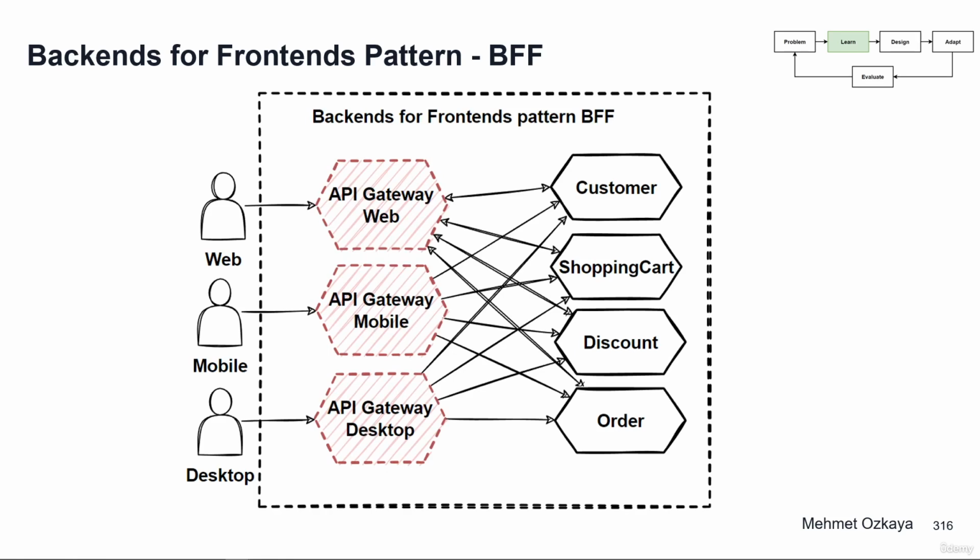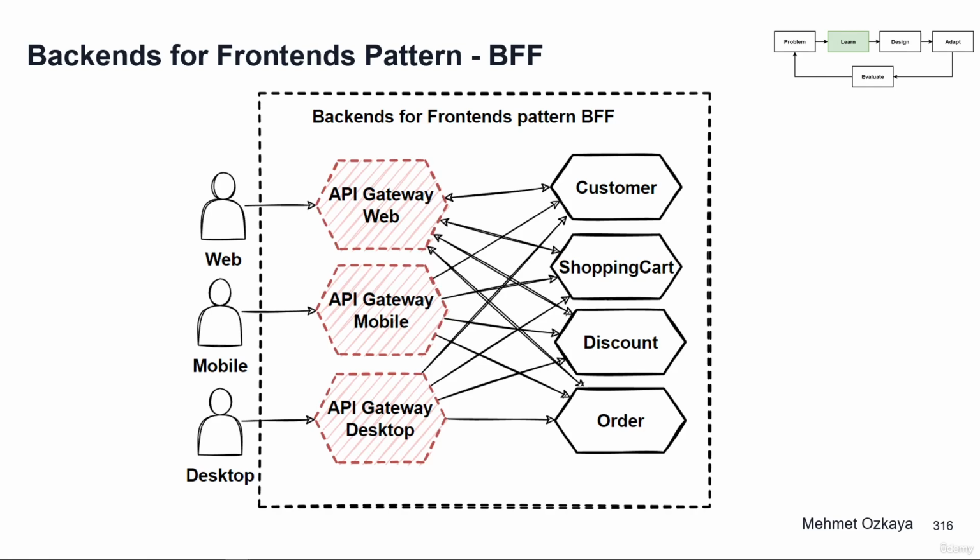Let's have a look at the image on the slide with multiple Backend for Frontend API gateways. There are three API gateways, one for the web, one for the mobile, and another for the desktop applications. So by following the Backend for Frontend pattern, we have created three API gateways that can provide different APIs tailored for each client application type. That means API gateways are segregated by client types.